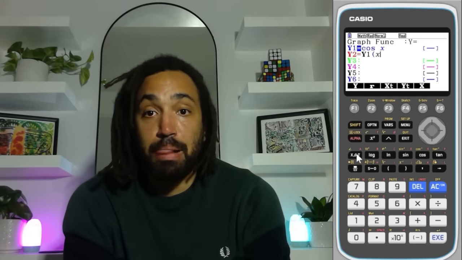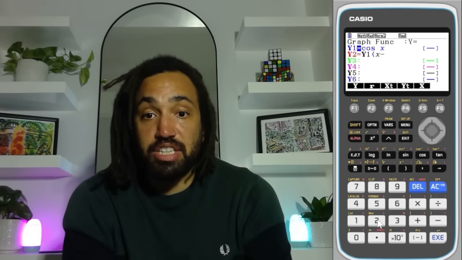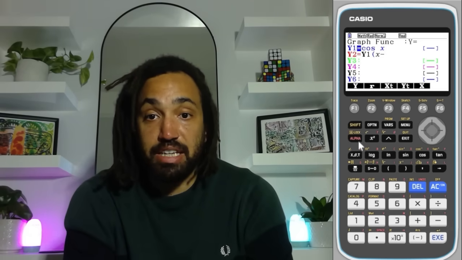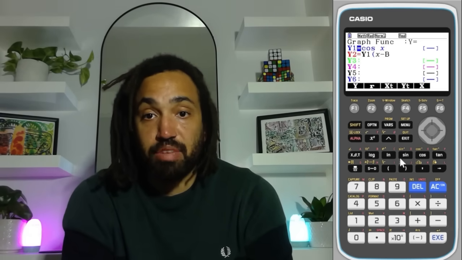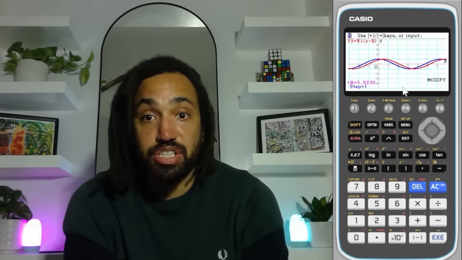And we can also do a graph transformation for x rather than y. And in order to do that, you just need to write the function y1 and then open up a bracket and then press x, the variable, and then -b, for example, and this is going to translate it in the x-axis. And again, it's the same thing. You could just press modify, and you could change how much you want to move it just by clicking on any value for b.